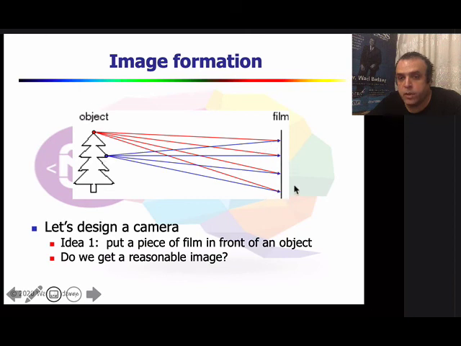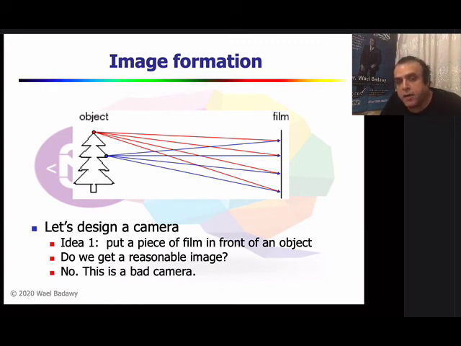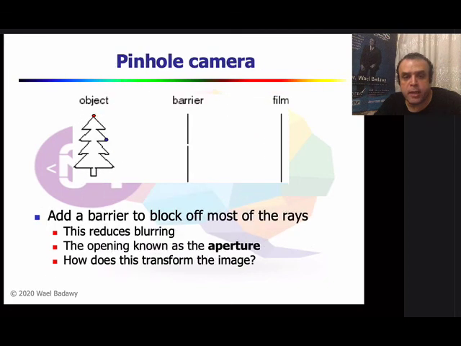So this will show a blurred image, or a non-coherent image, and we call this a bad camera. So the idea of having an object that will be projected on a film is that you need to be able to control that each dot, or each point, or each location on the object will project only to one location on the film.